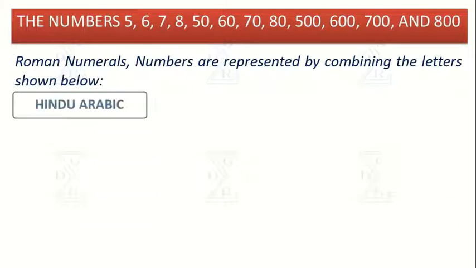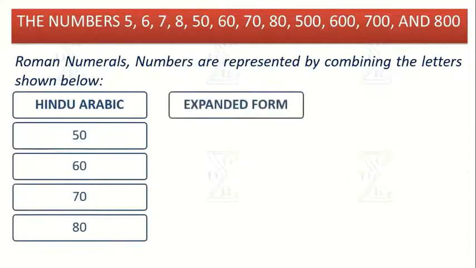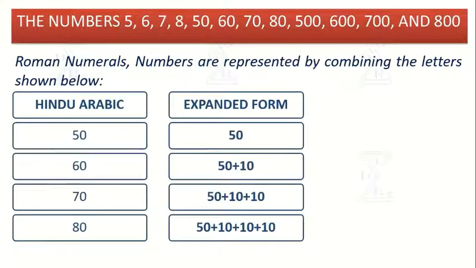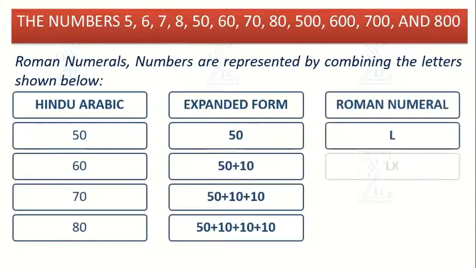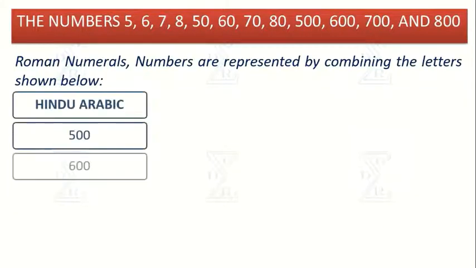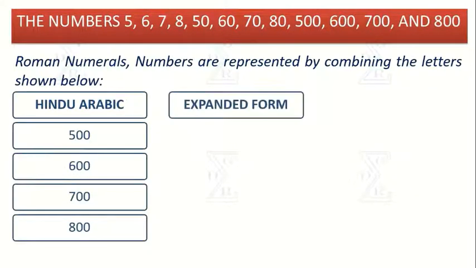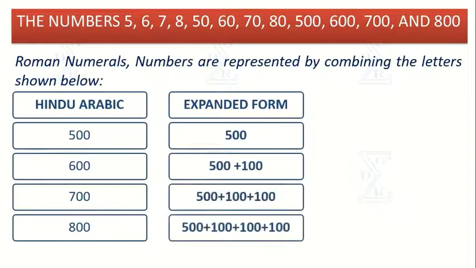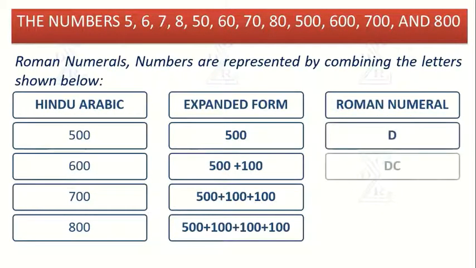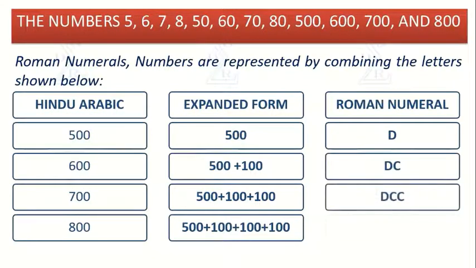Similarly, let us observe the Hindu-Arabic numerals and the expanded form of 50, 60, 70, and 80. As we know 50 as L, so we can write 60 as LX, 70 as LXX, and 80 as LXXX. Similarly, let us check the Hindu-Arabic numerals and the expanded form of 500, 600, 700, and 800. As we know 500 as D, so we can write 600 as DC, 700 as DCC, and 800 as DCCC.